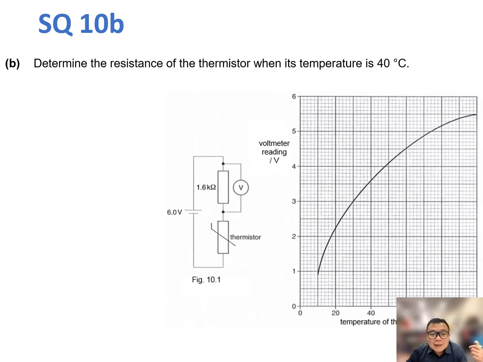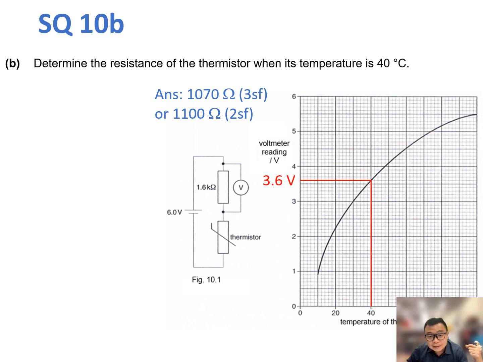In part B, you are to determine the resistance of the thermistor when the temperature is 40 degrees Celsius. So the first step we do is to read off the graph. At 40 degrees Celsius, we can see that the voltmeter reading is 3.6 volts. So we know the voltage of this resistor to be 3.6 volts. We know the resistance of this resistor to be 1600 ohm.